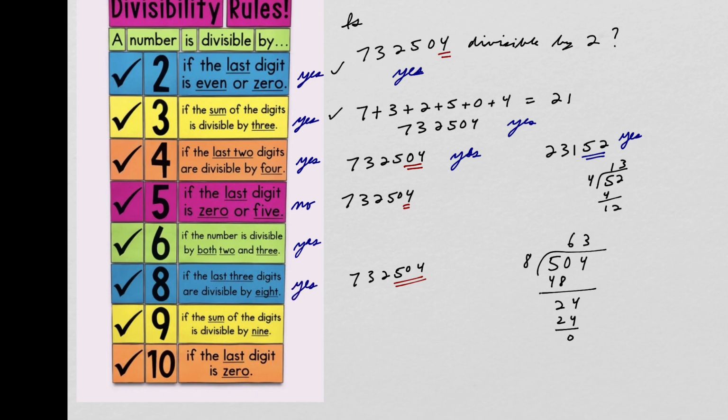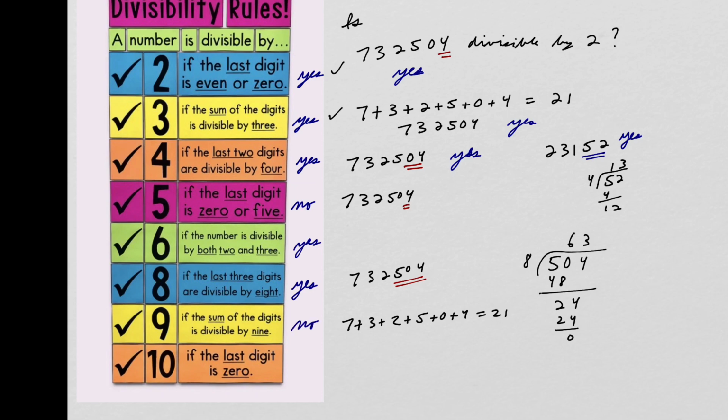Okay, how do I check 9? Well, 9 is very similar to 3. I have to look at the sum of the digits. If the sum of the digits is divisible by 9, then the original number is also divisible by 9. Well, we already did this one. Remember, if I add these up, 7 plus 3 plus 2 plus 5 plus 0 plus 4, I got 21. 21 is not divisible by 9. 9 doesn't go into 21 evenly. Therefore, that original large number is not divisible by 9.